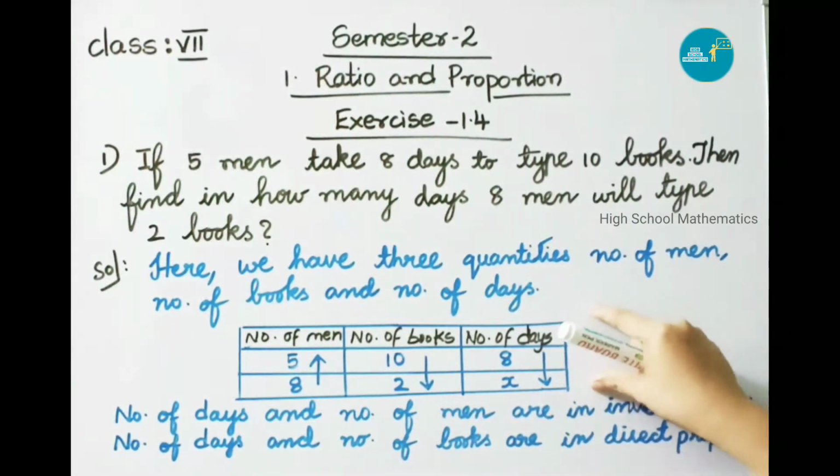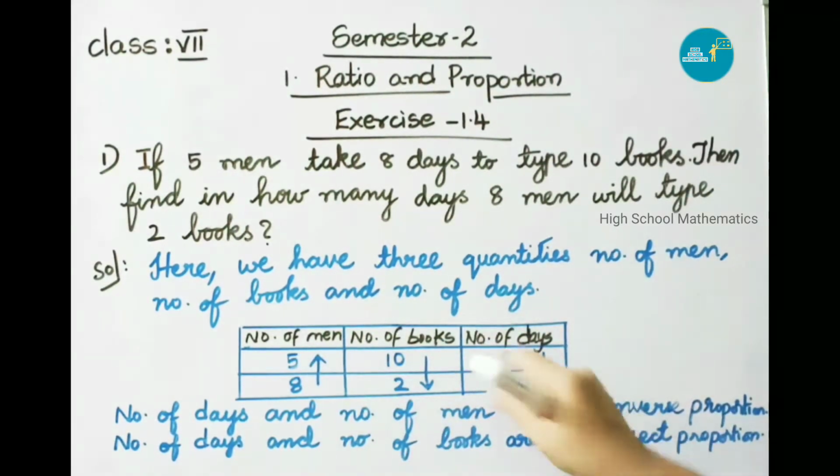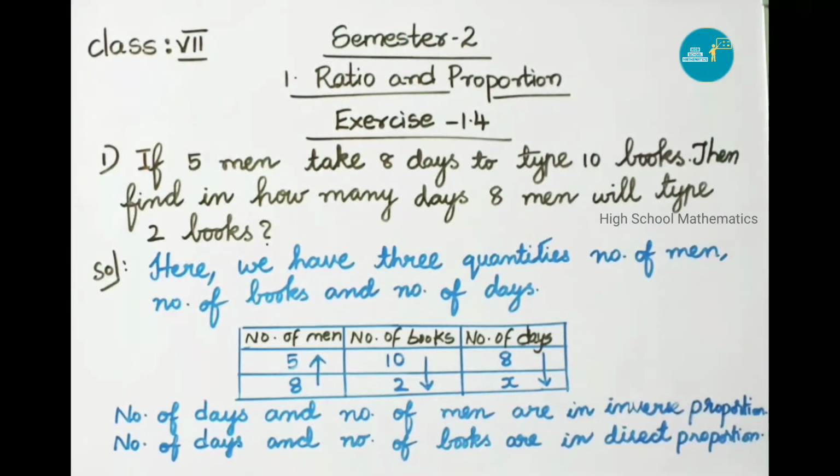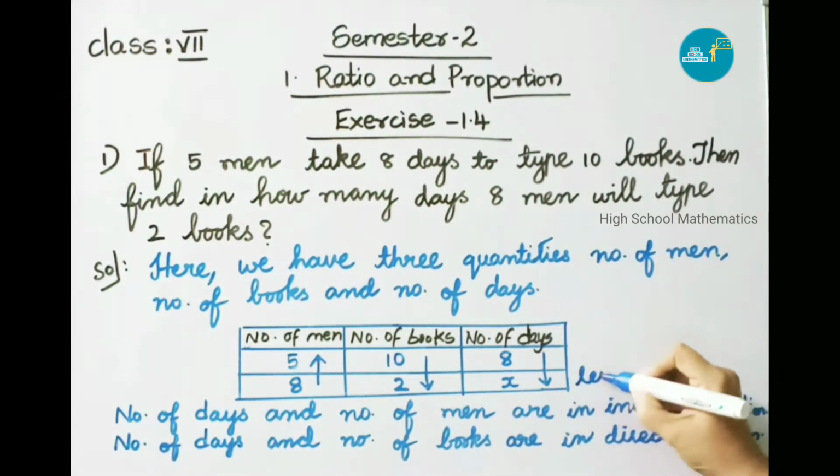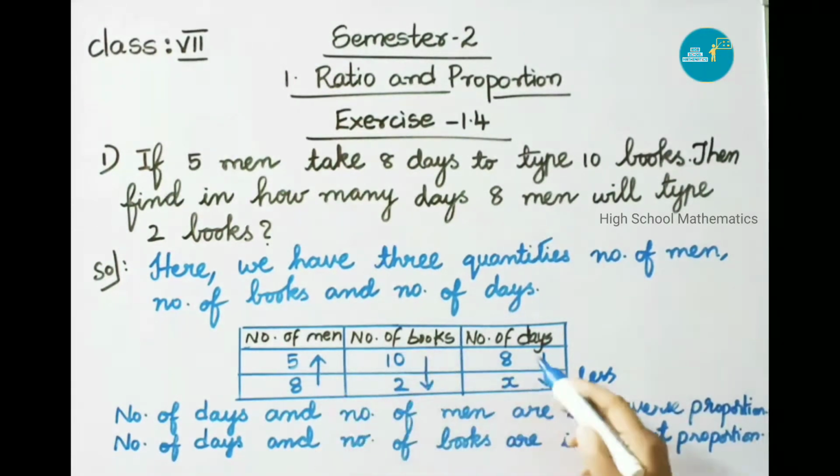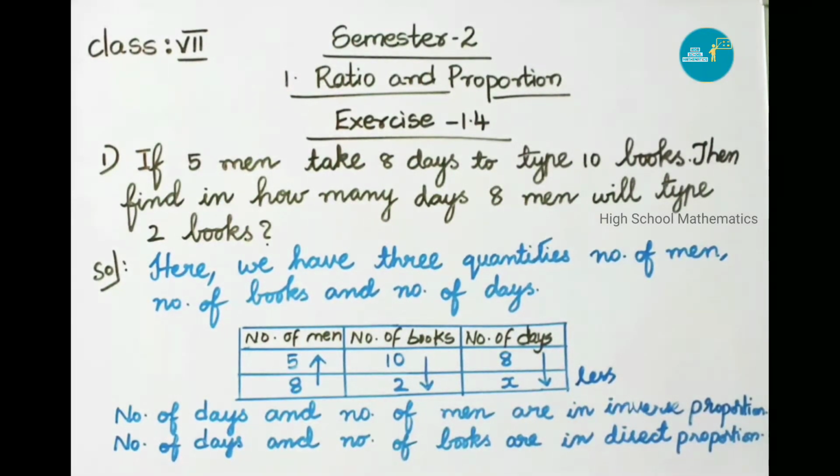Now this number of days we have to compare with number of men and number of books. Let us compare number of men and number of days. 5 men require 8 days to complete the work. 8 men require a smaller number of days to complete the work. See here, fewer men, more days; more men, fewer days required. So both are in inverse proportion. So we have written number of days and number of men are in inverse proportion, so we indicate with the opposite arrow for the number of days.